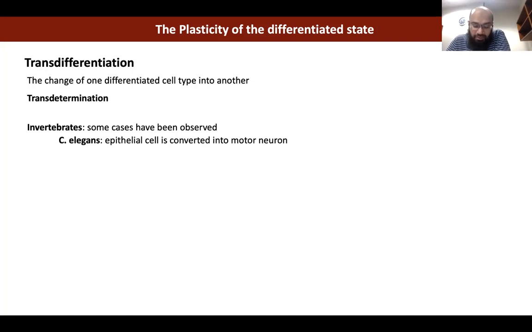In C. elegans, it also has been shown in Drosophila, this transdifferentiation. But in C. elegans, what they've observed is that an epithelial cell, a rectal epithelial cell, is converted during the embryonic life. It's converted into a motor neuron, which then generated axonal processes and synapses, which are the characteristics of a neuron, of a nerve cell. So in this way, an epithelial cell is completely converted into a motor neuron, and this was normally observed during the development in C. elegans.